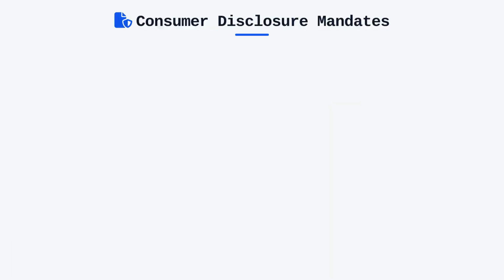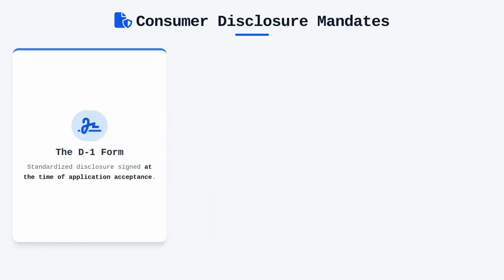Beyond the diligent search requirement, the law mandates explicit, transparent consumer disclosures to ensure the insured fully comprehends the legal reality of their policy. Section 1764.1 dictates that the applicant must sign a specific standardized disclosure statement, known as the D-1 form, at the time the insurance application is accepted.